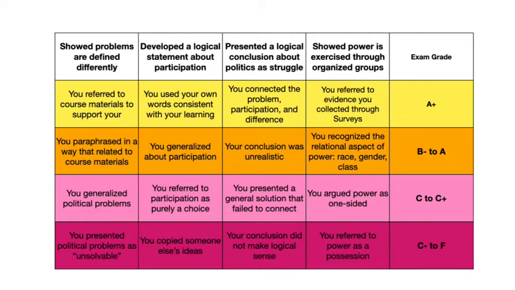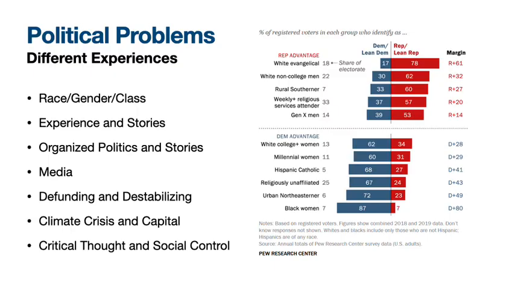So I'm going to go through each of these columns now in order, just to give you a little bit more advice and what to look for as you're organizing your notes. So political problems, you want to remember, are defined by different experiences. And so you want to remember race, gender, and class, right? So if you have an opinion, it's going to be formed on your race, gender, and class experience and the stories you've told to yourself and to other people about what that experience is. That's naturally going to be different from other people.